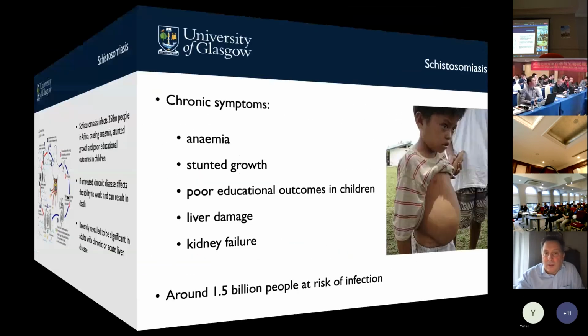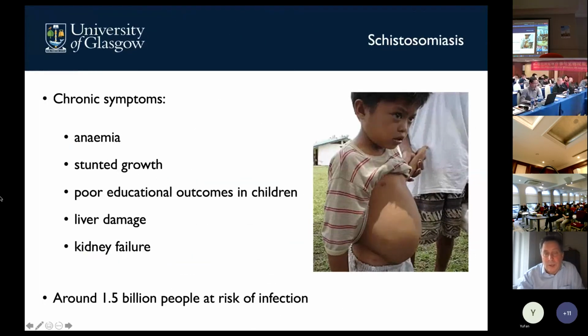And if we look at the disease amongst children, the disease causes anemia, it causes poor educational outcomes from missed days at school, stunted growth from malnutrition. Ultimately, the worms damage the liver and can lead to cirrhosis and chronic kidney failure as well.